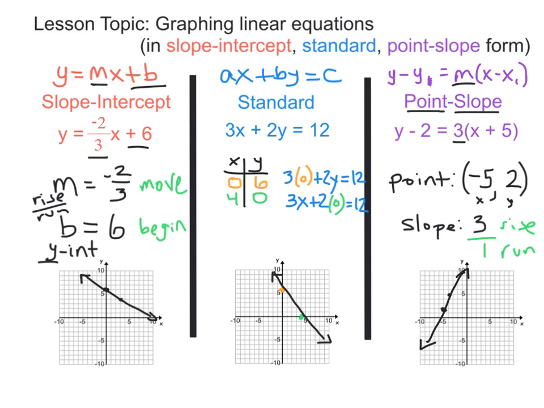All right, so real quick, actually kind of a long overview of our 3 forms of graphing lines based on slope-intercept, standard, and point slope form.